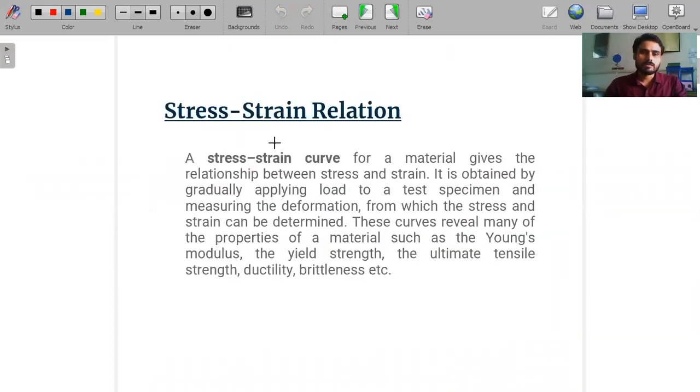First of all, what is the stress-strain relationship? In every material, if we apply load, of any nature, it may be tensile or compressive, then under any kind of external load, every material has some relation between stress and strain. And the relation between stress and strain is called the stress-strain curve.